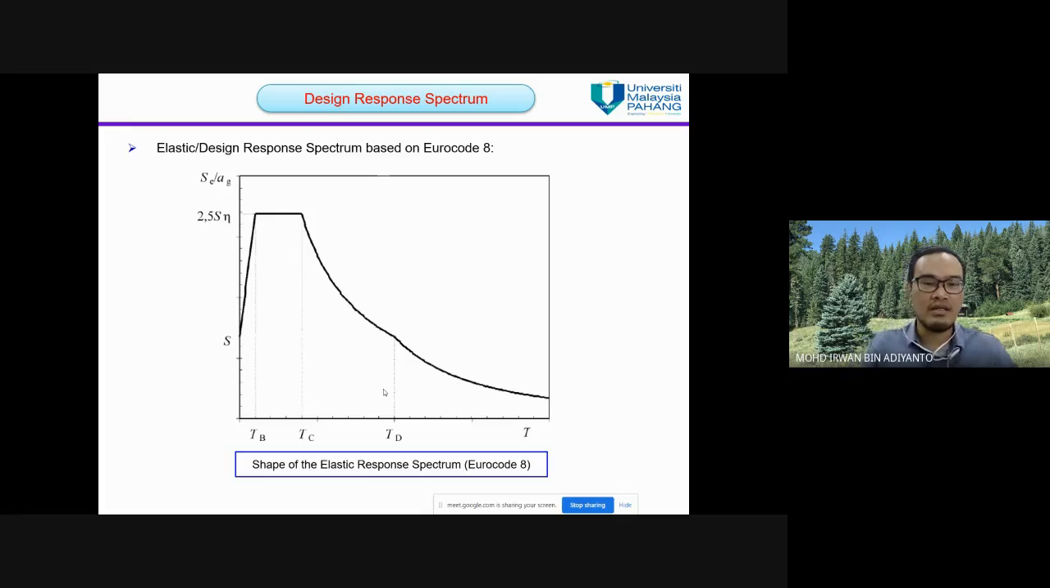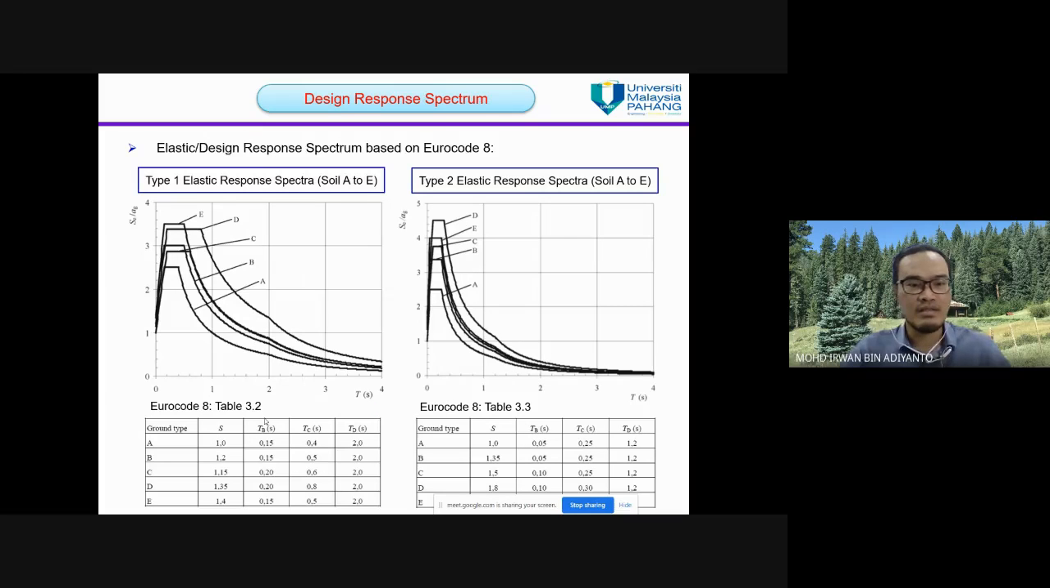Okay, this is the elastic or design response spectrum based on Eurocode 8. This is the standard shape. We have the S, we have TB, TC, and TD. The values are given based on the soil type. This is the type 1 elastic response spectra, and this is the type 2. Based on table 3.2 in Eurocode 8, they consider 5 types of soil, which are A, B, C, D, and E.